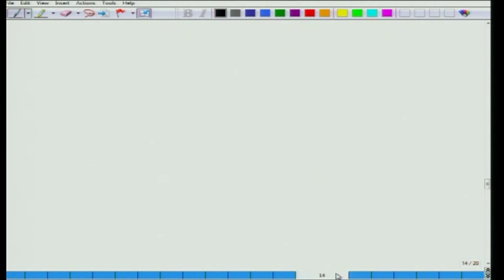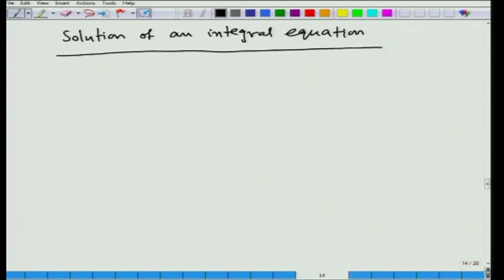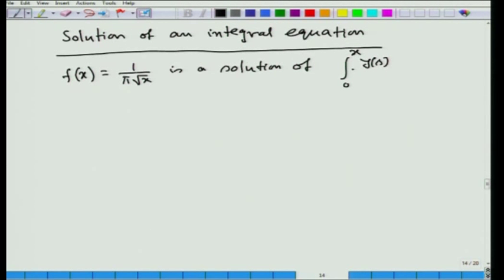Finally, for today we just consider one problem, that is the solution of an integral equation. We are not going to solve any integral equation, rather we verify that a given function satisfies an integral equation. Here we are going to verify that y(x) equal to 1 by pi root over x is a solution of the integral equation given by integral 0 to x of y(s) divided by root over (x minus s) ds, which is equal to 1.